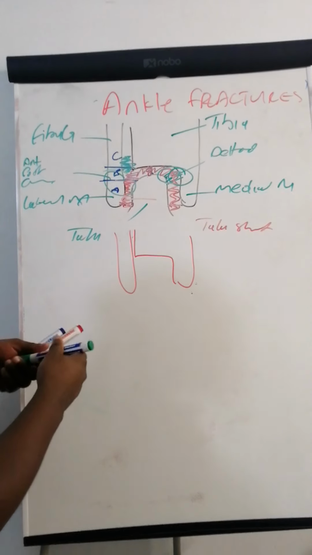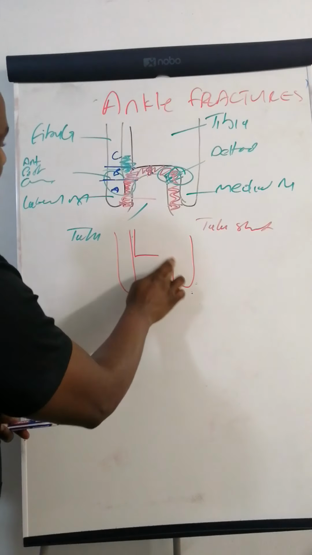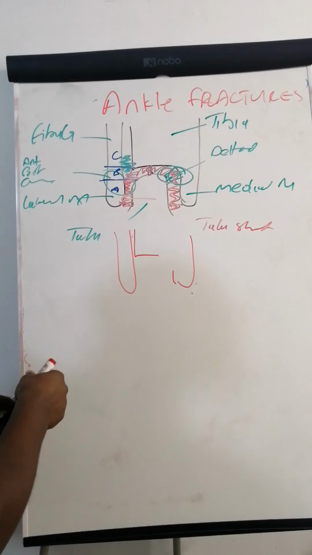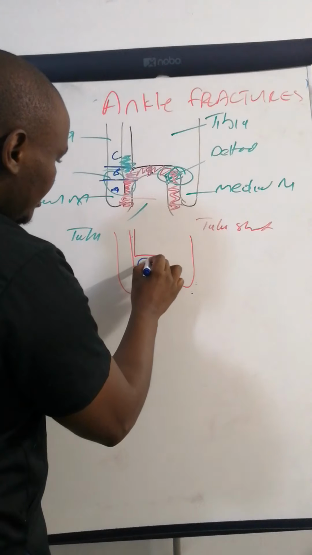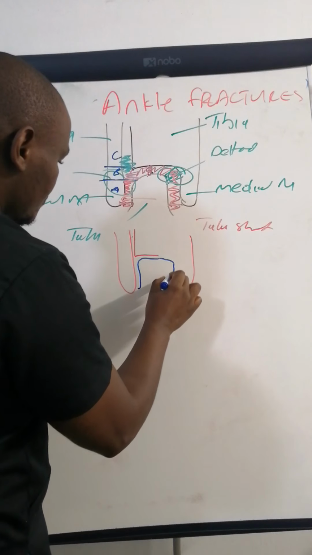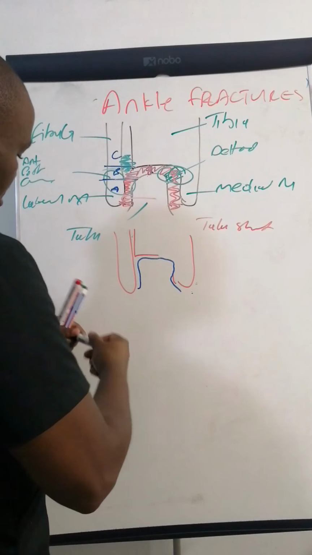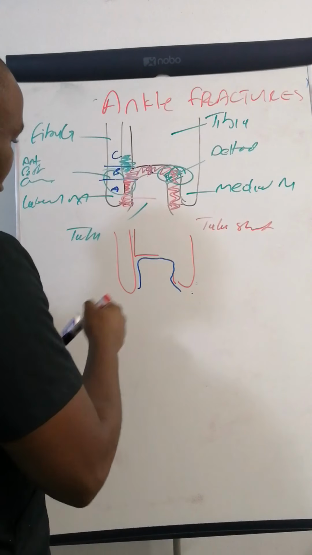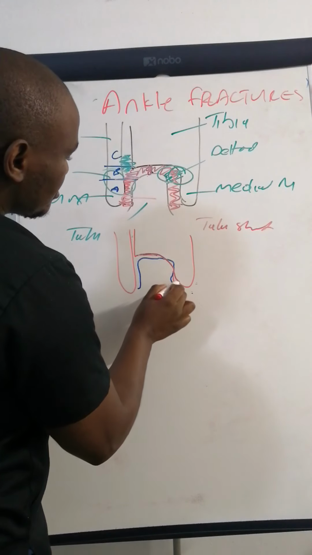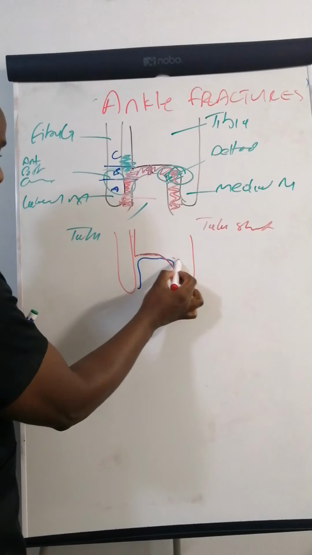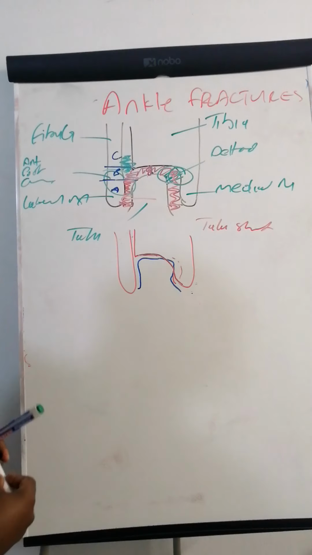But the thing is this, when you do an AP X-ray, you will be able to see your talus like that, like that, like that. But now the problem is that this part of the tibia goes like this. So you cannot see this space that you want to assess there.